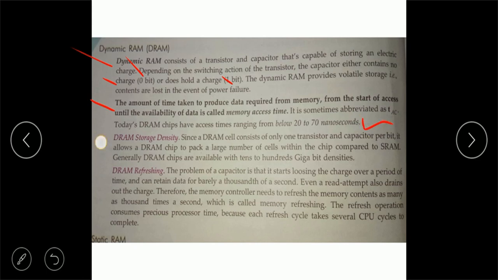Here is given DRAM density, storage density, and DRAM refreshing. DRAM refreshing is the drawback of DRAM. Let us see what is density. Since a DRAM cell consists of only one transistor and capacitor per bit, it allows a DRAM chip to pack a large number of cells within the chip compared to SRAM. Means in SRAM, the flip-flops are there, so they cannot store large number of cells. But DRAM can store large number of cells.